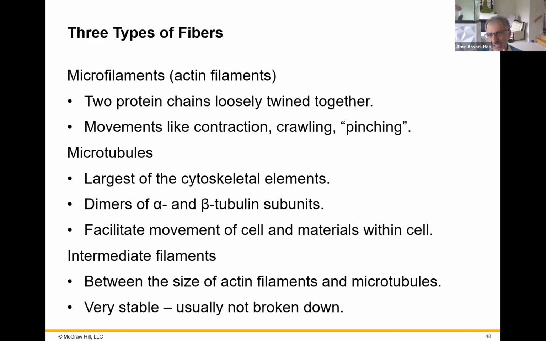Microfilaments, which is like actin. An example of that would be actin filament. They give it to you: 2 protein chains loosely twisted together. He's talking about actin. And then movements like contraction, crawling, pinching, in the case of amoeba.